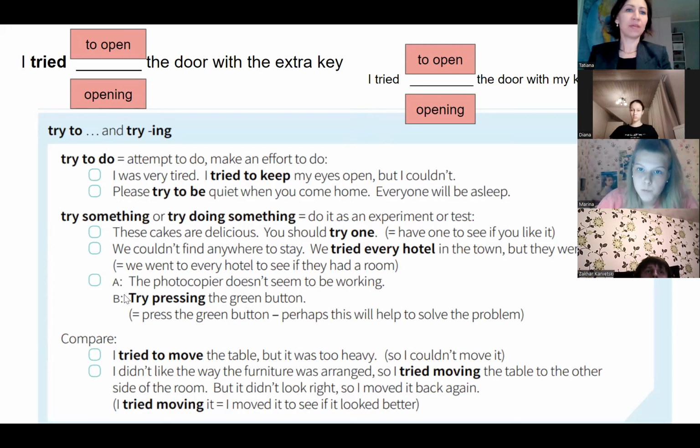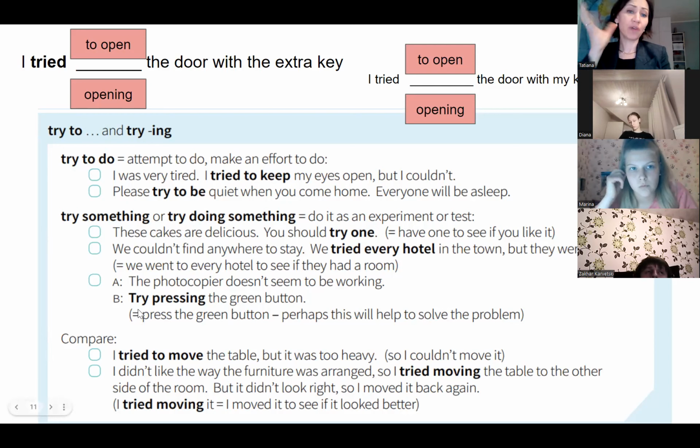These cakes are delicious. You should try one, like one cake. Check if it's good. We couldn't find anywhere to stay, and we tried every hotel in town, but they were all full. Experiment, like checking out options. The photocopier doesn't seem to be working. Try pressing the green button. Try this. It doesn't take effort. You just press the button, but you check whether this variant will work or not.